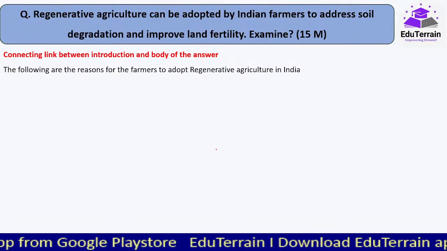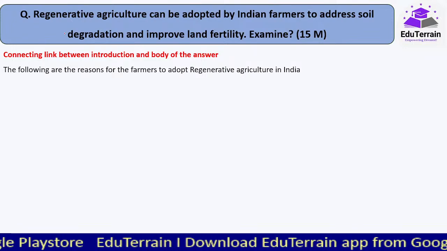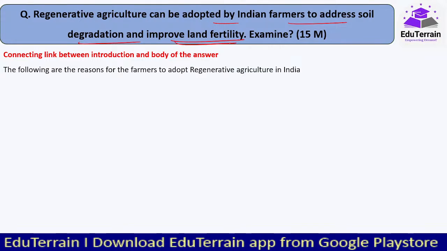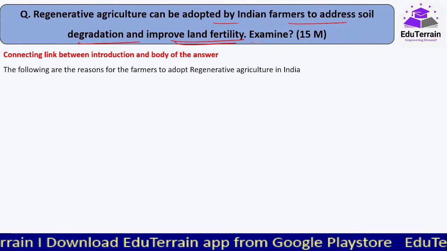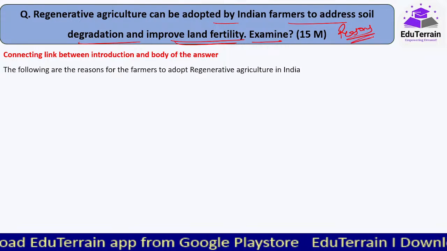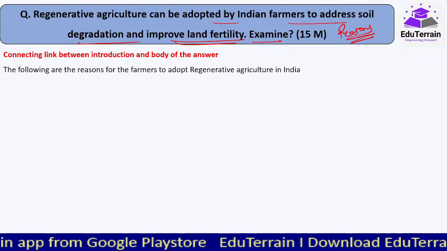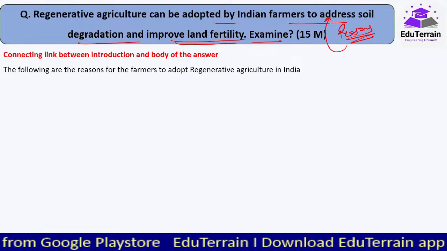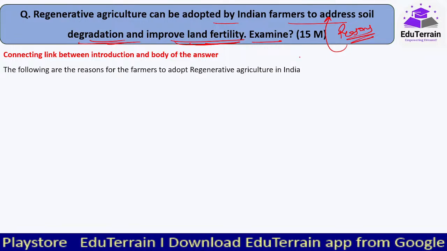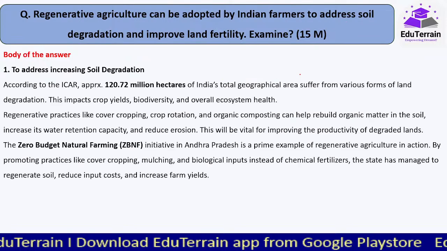Now what would be the connecting link? When we are talking about the question, let us revisit the question. Regenerative agriculture can be adopted by Indian farmers to address soil degradation and improve land fertility. Examine. So in simpler terms, they want us to show the reasons why Indian farmers should adopt regenerative agriculture to address the soil degradation and improve the land fertility. So you have to focus here. So the following are the reasons for the farmers to adopt regenerative agriculture in India.